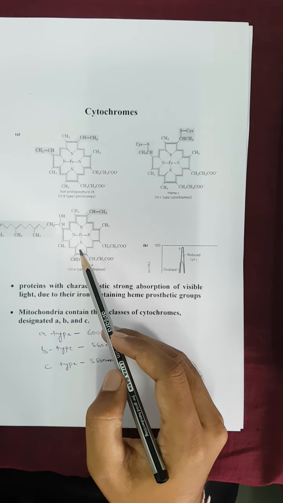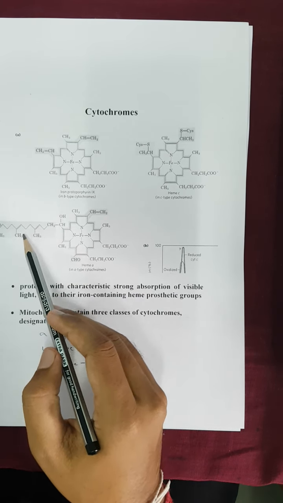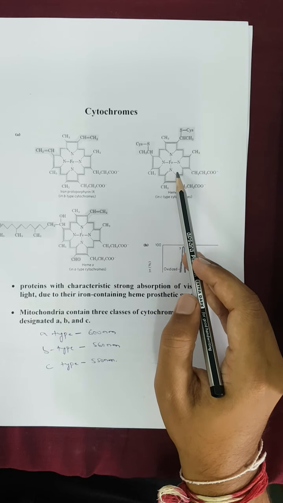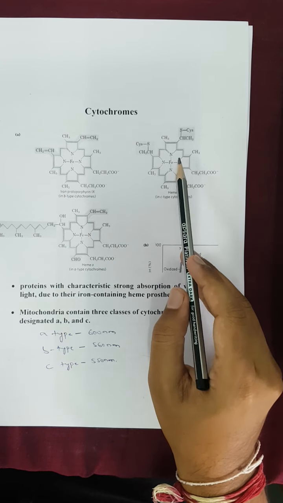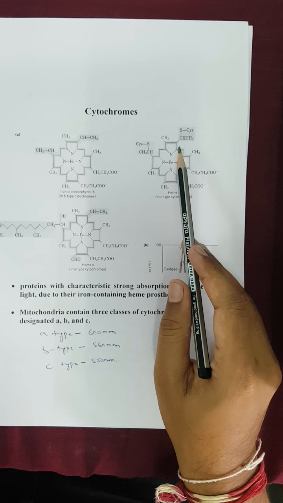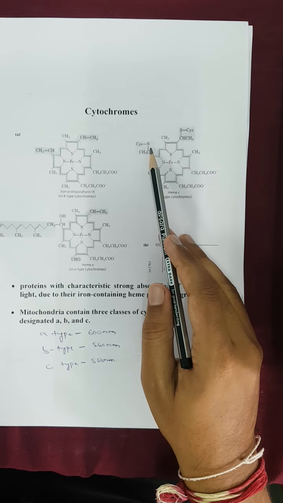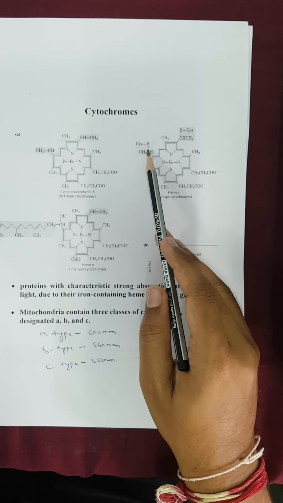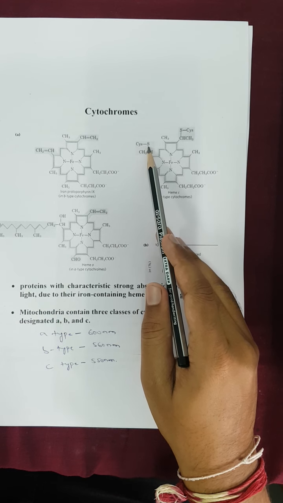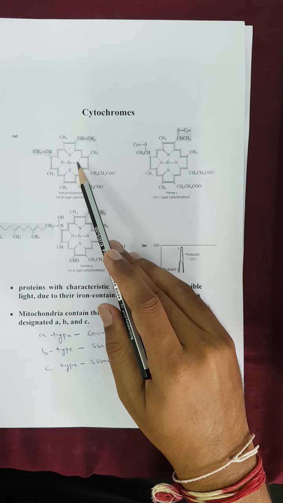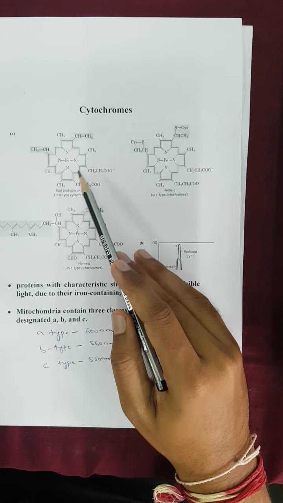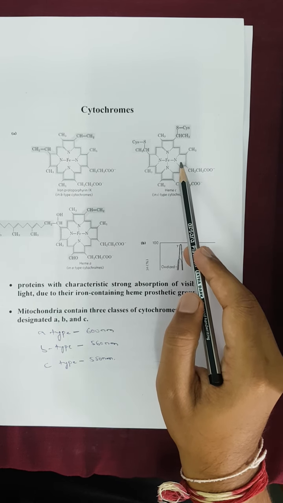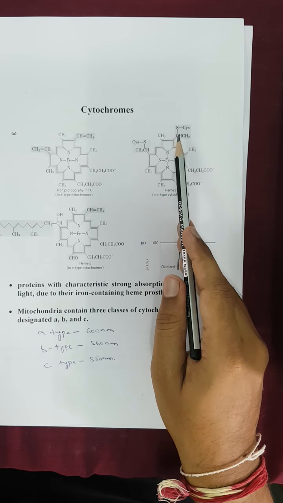And here this heme A will also have the long isoprenoid chain, whereas this is the heme C, which is present in the C-type cytochrome. Here this heme C is covalently attached to the protein part with the help of the cysteine residues, whereas heme A and B are just tightly associated with their protein part, while heme C is covalently attached to it.